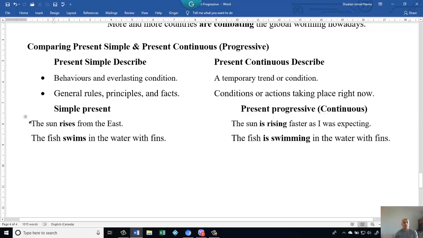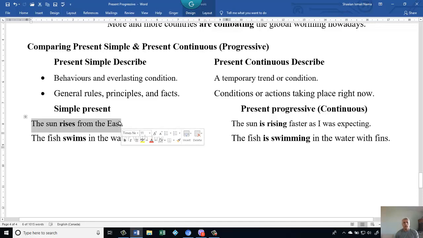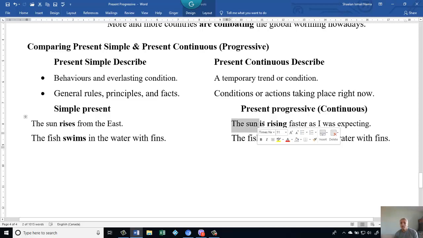Okay, if we look here, that sentence as we have. The sun rises from the east. Well, rises today, tomorrow, after tomorrow, until the day of judgment, or the end of the day. Here, if we have continuous, the sun is rising faster than I was expecting. It means when I look, I thought maybe the sun is not going fast, but now it's rising fast. That means continuing for a period of time when I look at it.